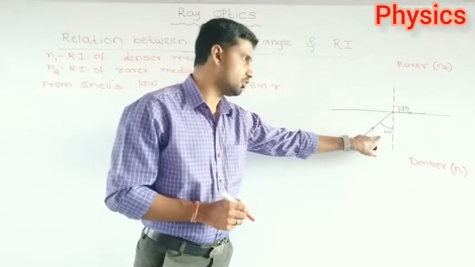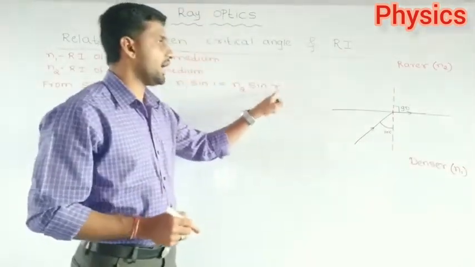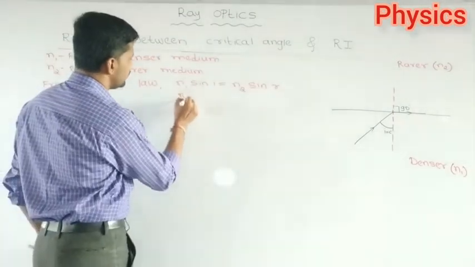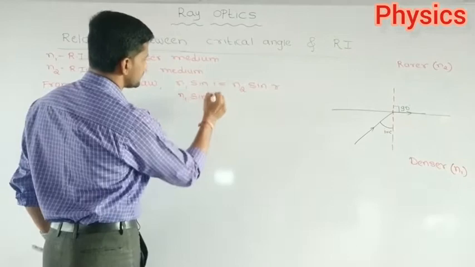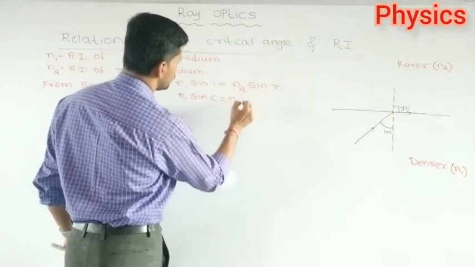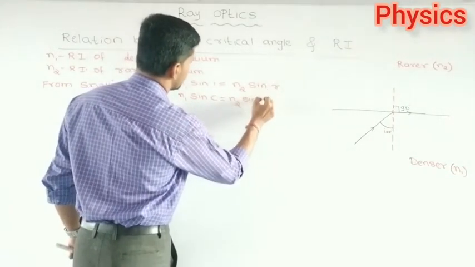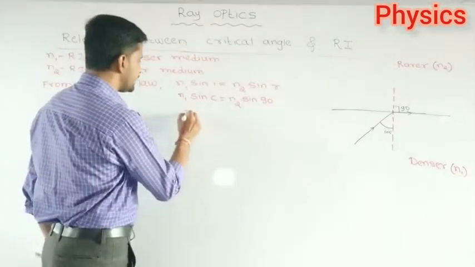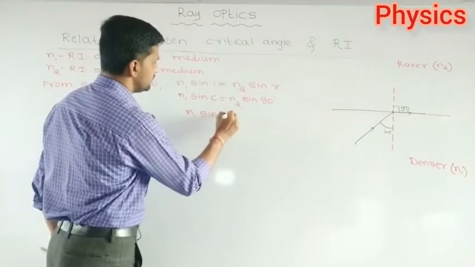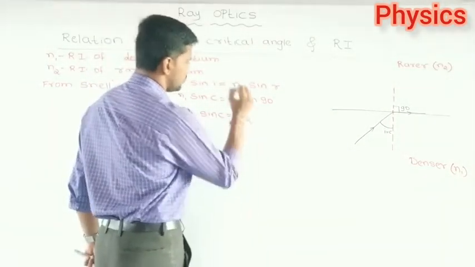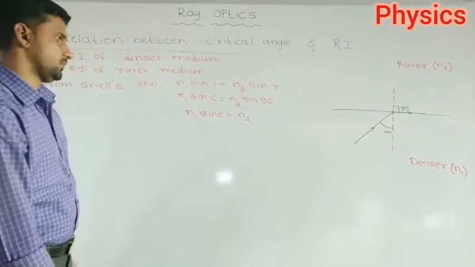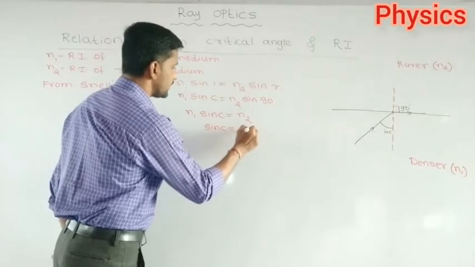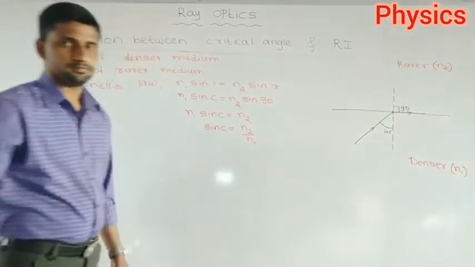Angle of incidence is equal to the critical angle and the angle of refraction is 90 degrees. If I substitute here, I will get N1 sin C is equal to N2 sin R, where R is 90 degrees. You know that sin 90 is equal to 1. Then I will get N1 sin C is equal to N2, and after rearranging, I will get sin C is equal to N2 divided by N1.